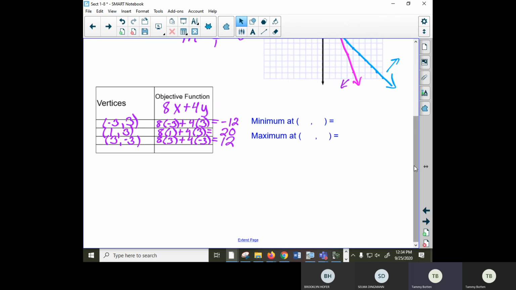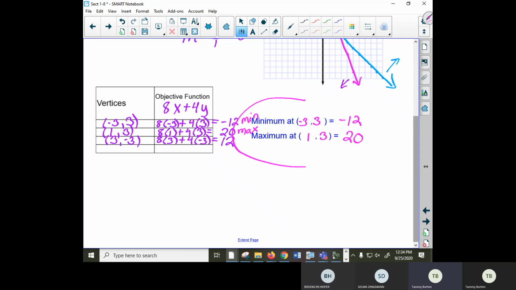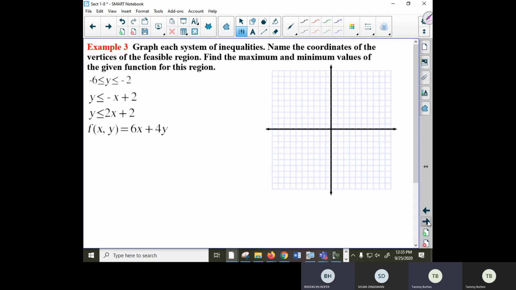Okay? So now we have to decide what is our minimum value and what's our maximum. Our minimum is going to be this one. Our max is going to be this one. So my minimum is at the point -3, 3, and I got a -12. My max is at the point 1, 3, and I got 20. Is that what you guys got too? Okay. Like I said, don't hesitate to holler if I make a mistake.